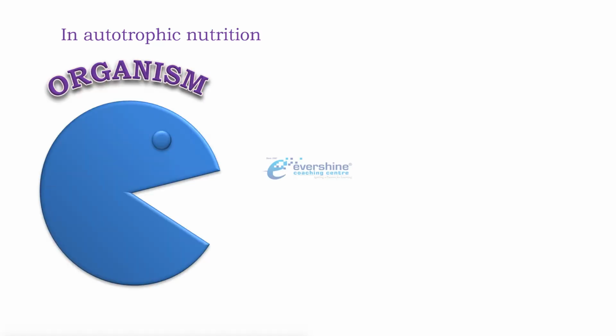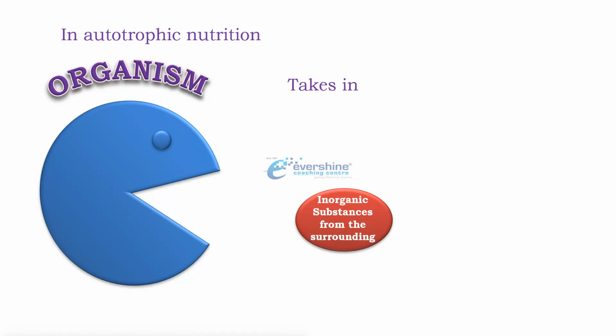Now we have two modes of nutrition. The first mode of nutrition is called autotrophic nutrition. Now what is autotrophic nutrition? Observe here, it's very simple to understand. As you can see, we have an organism. It's just a clip art, but you can imagine it's a human being. This clip art indicates an organism, a living being. This organism takes inorganic substances from its surroundings.